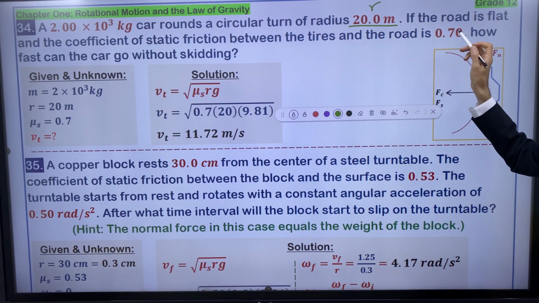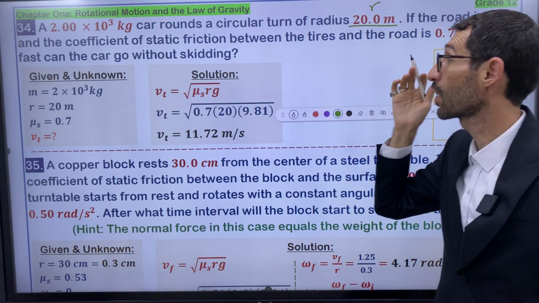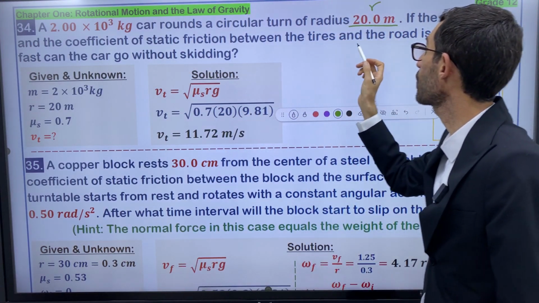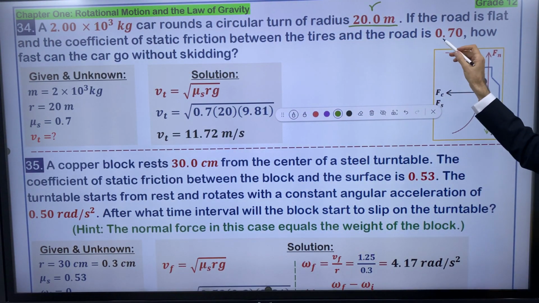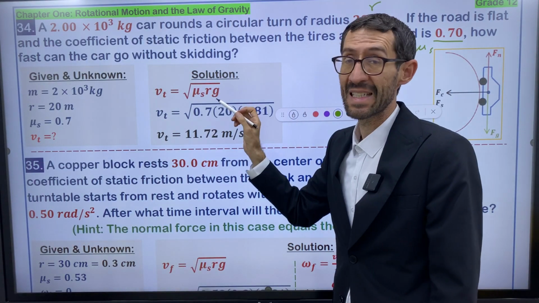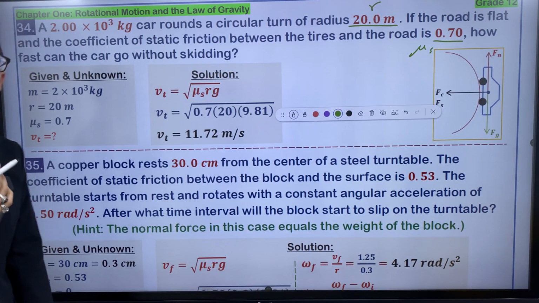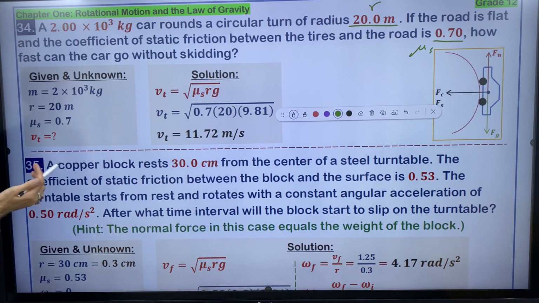This is R. If the road is flat and the coefficient of static friction between the tires and the road is, so mu s is given, 0.7. How fast? What's the meaning of how fast? It means we look for velocity, right? We look for speed.